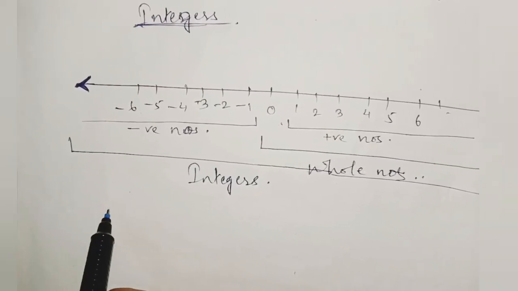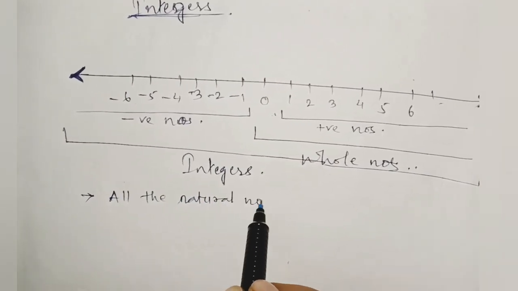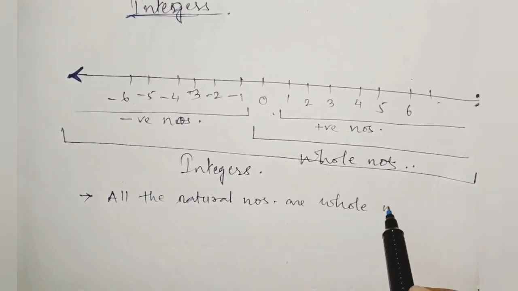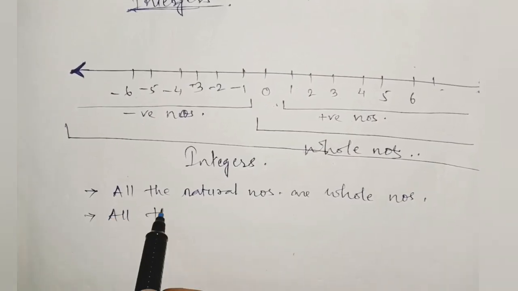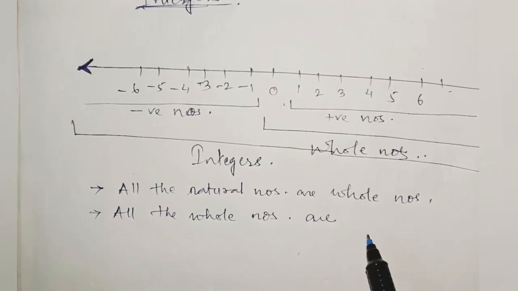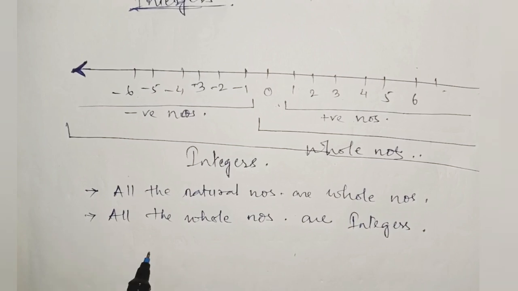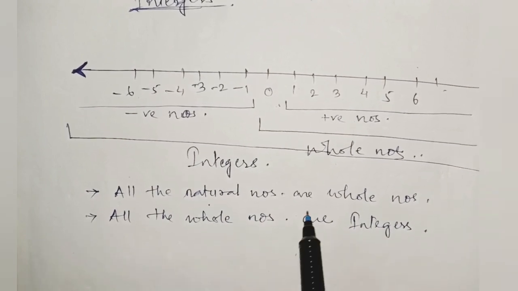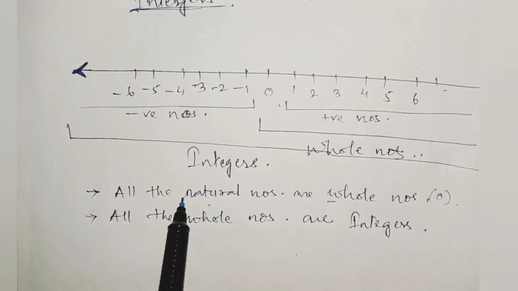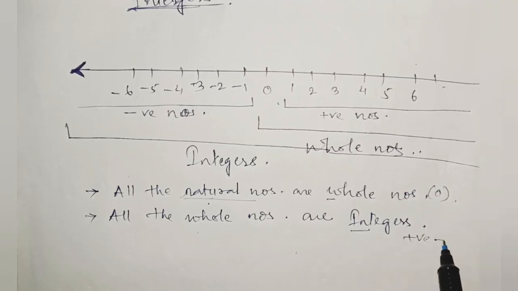From this we can say that all the natural numbers are whole numbers, and all the whole numbers are integers. But can we say the reverse? Can we say that all the whole numbers are natural numbers? No, because whole numbers include 0, but natural numbers do not. And we also can't say that all the integers are whole numbers, because integers include negative numbers as well. Positive, negative, and 0. It includes all of them.